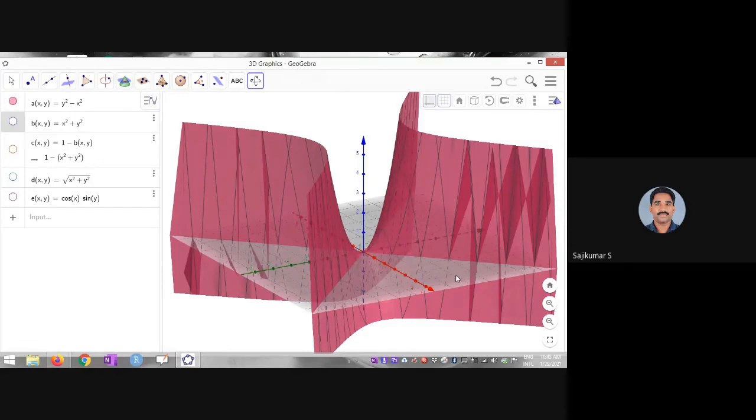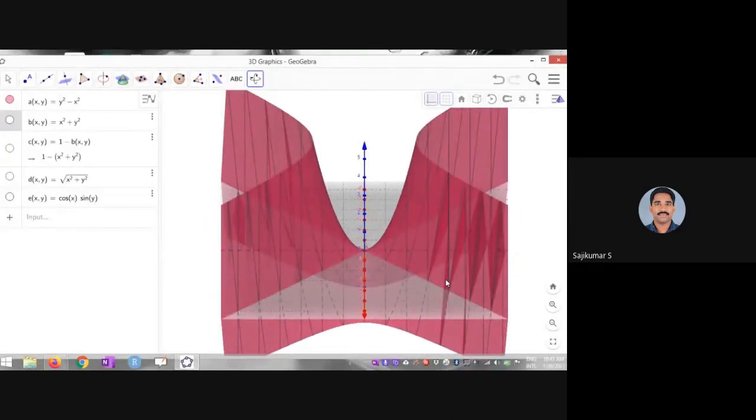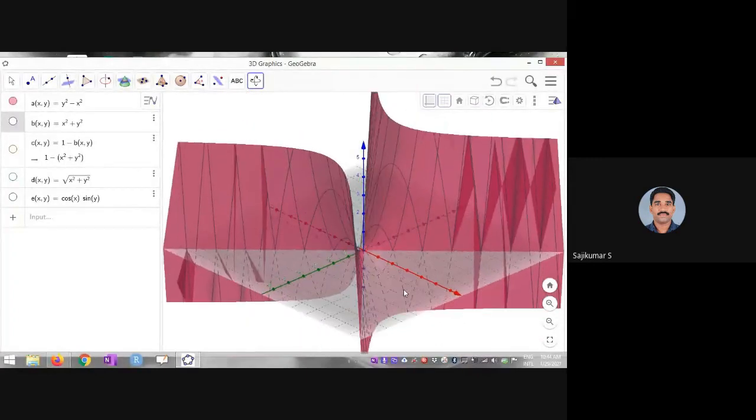Why? Suppose we are taking a cross section of this graph, cutting this surface using a plane, the YZ plane. The cross section will be in the form of a parabola. For this parabola, the origin is acting like a relative minimum. Now suppose I am rotating this graph in the opposite direction.